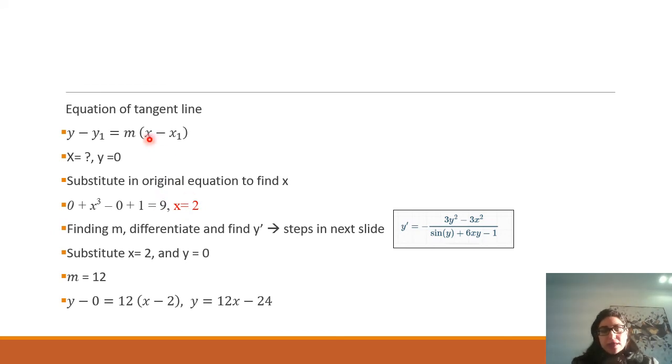Good. What's next? I want to find the m. m is the y dash. The y dash, I need to do the derivative of the function. Alright? The derivative of the function is this one. I did it. You will find the steps on the next slide if you want to follow it. But this is the derivative. What do I do? I substitute x equals 2 and y equals 0 because I know that these 2 points lie on the curve. I found m equals 12. So I say y minus 0 equals 12 times x minus 2, and this is the equation of my tangent line.